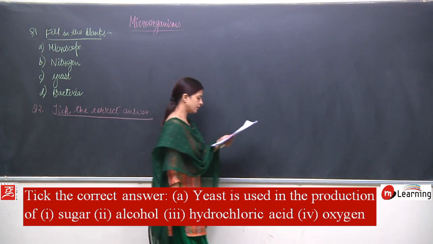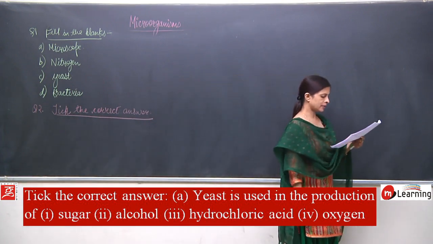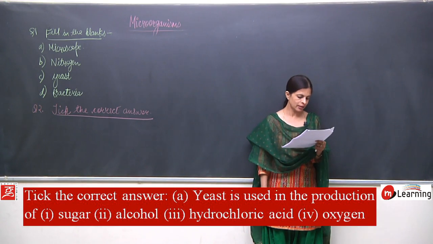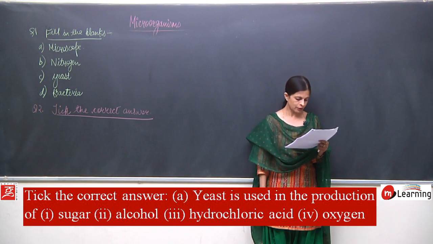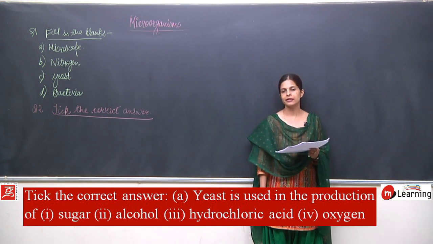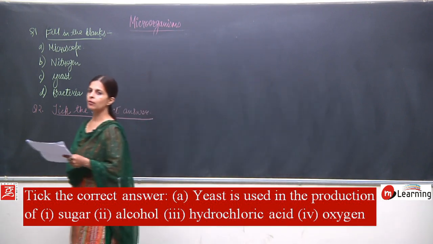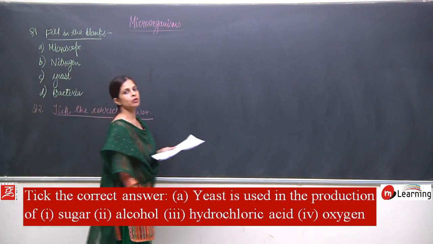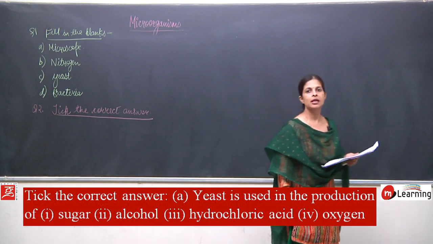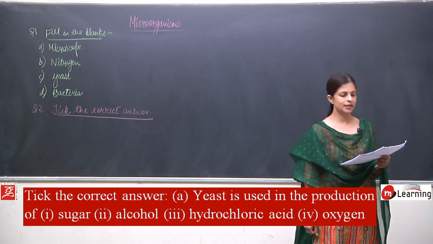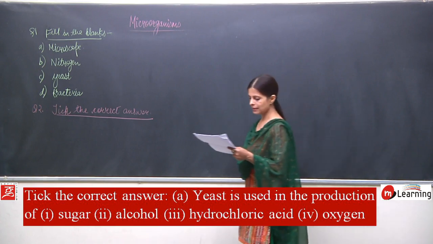Now, to begin with, the first one is yeast is used in the production of. Very funny, just now we solved this, and again the same question is given over there, that yeast is used in the production of, with the options sugar, alcohol, hydrochloric acid and oxygen. So what is the correct answer? I said that acids are produced, but it is not the hydrochloric acid. When we talk about anaerobic respiration in humans also, lactic acid is produced. Now the question is, yeast is used in the production of, and the options are given as sugar, alcohol, hydrochloric acid and oxygen.